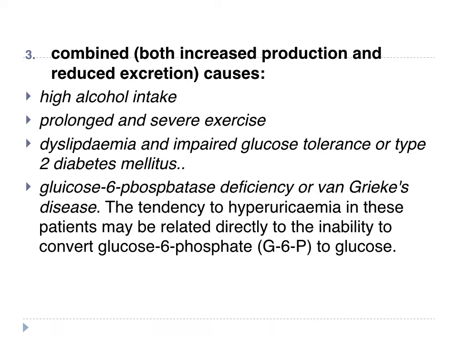The third reason for secondary hyperuricemia is a combination of both increased production and decreased secretion, due to either high alcohol intake, prolonged and severe exercise, dyslipidemia and impaired glucose tolerance of type 2 diabetes mellitus, and glucose 6-phosphatase deficiency, or Von Gierke disease.